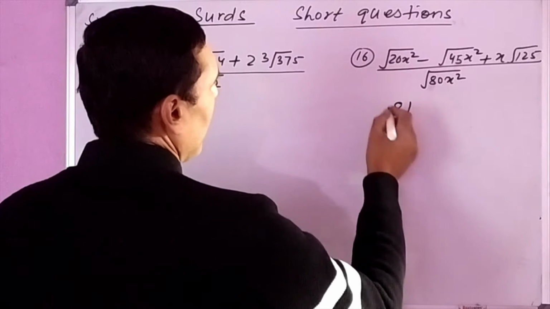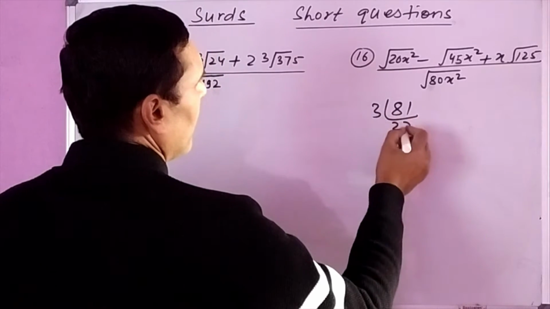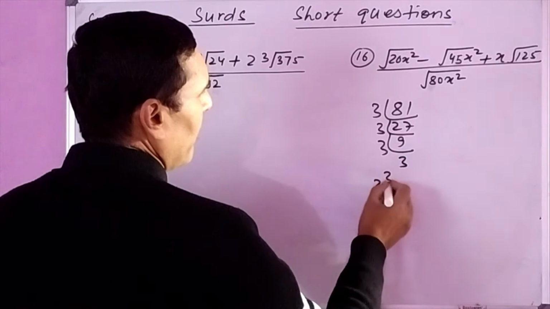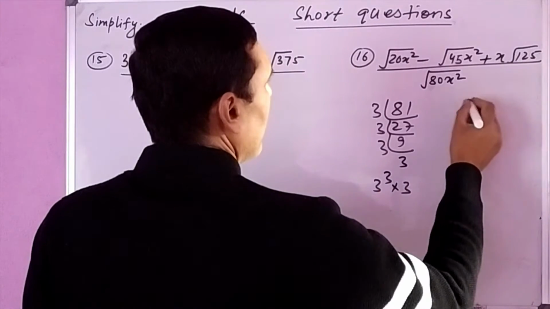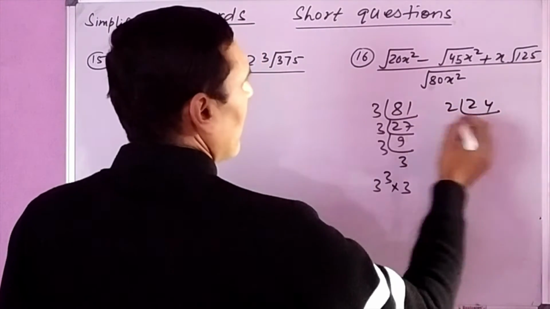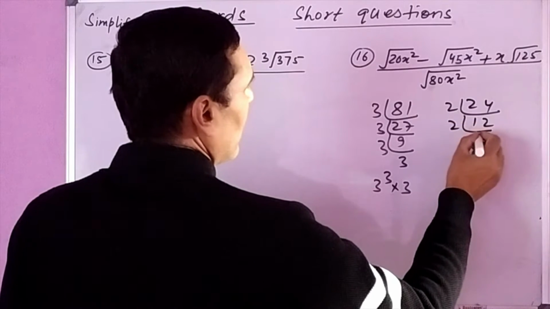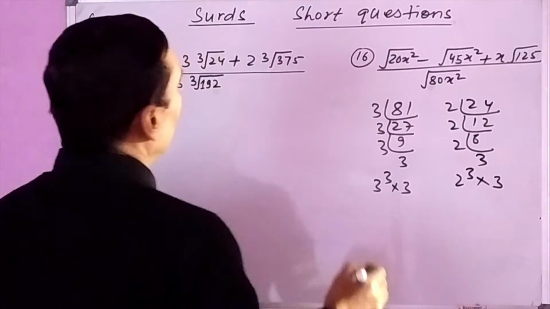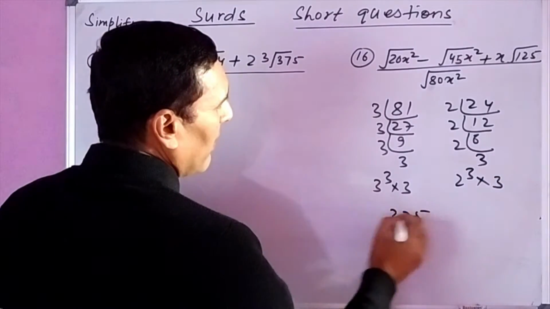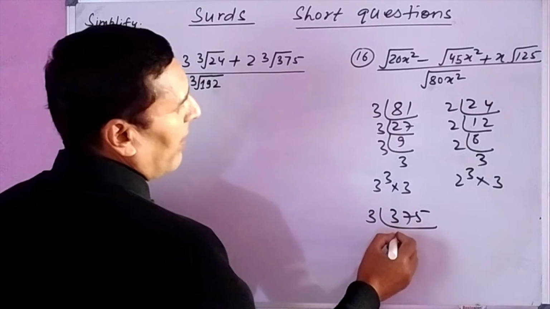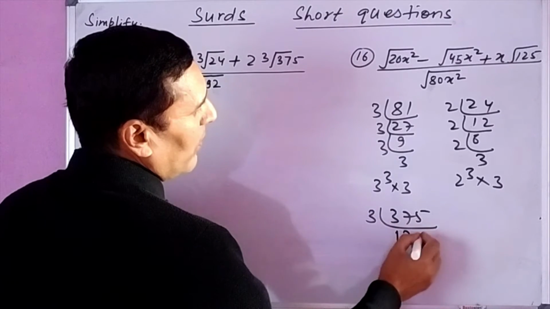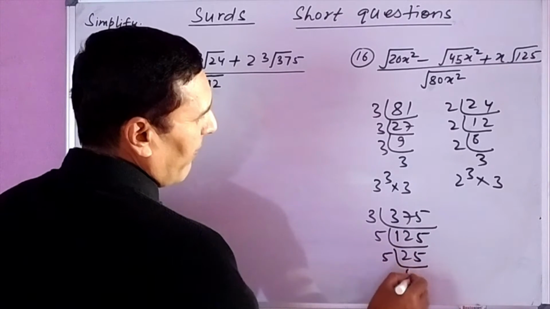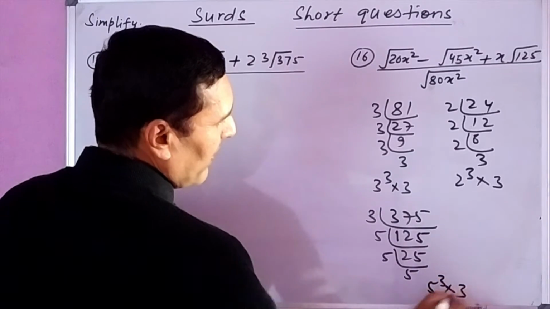81, get the prime factors. 3 times 27, 3 times 9, 3 times 3. So 81 can be written as 3 cube into 3. Similarly, this 24: 12 times 2, 6 times 2, 3 times 2. So it is 2 cube into 3. Similarly, 375 is divisible by 3: 3 times 125. Then 125 by 5 is 25, 25 by 5 is 5, so it is 5 cube into 3.